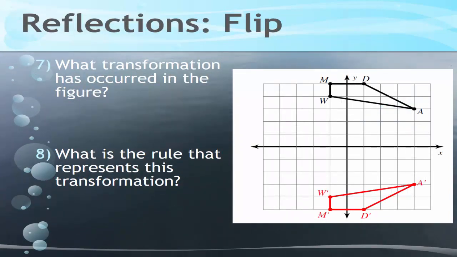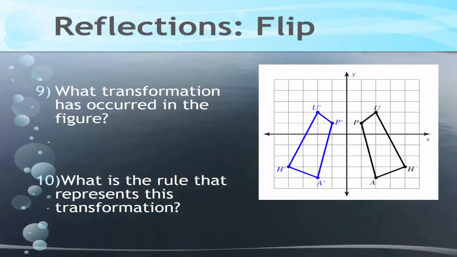What transformation has occurred in the figure? The transformation that we should have noticed is a reflection over the x-axis. The rule again for a reflection over the x-axis: x, y becomes x, comma, -y. What transformation has occurred in the figure? Again, we have a reflection over the y-axis. What is the rule that represents this transformation? x, y becomes -x, comma, y.